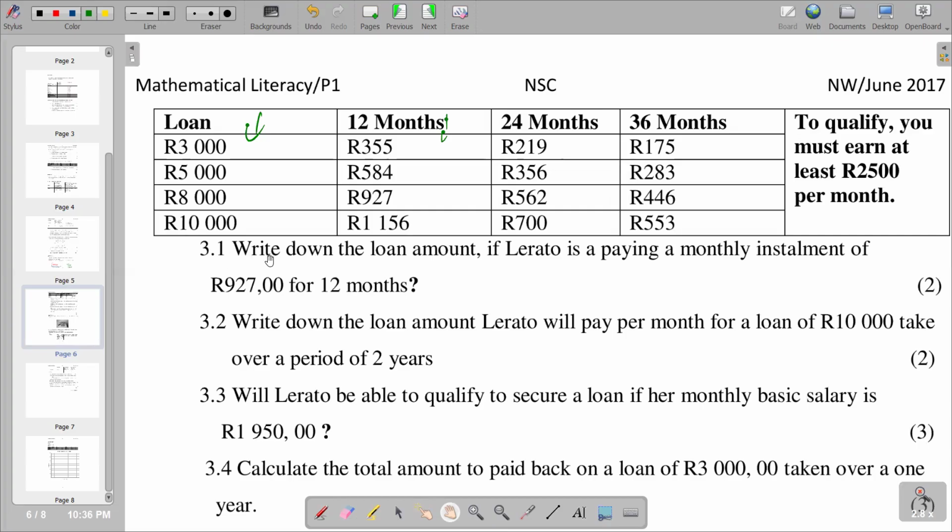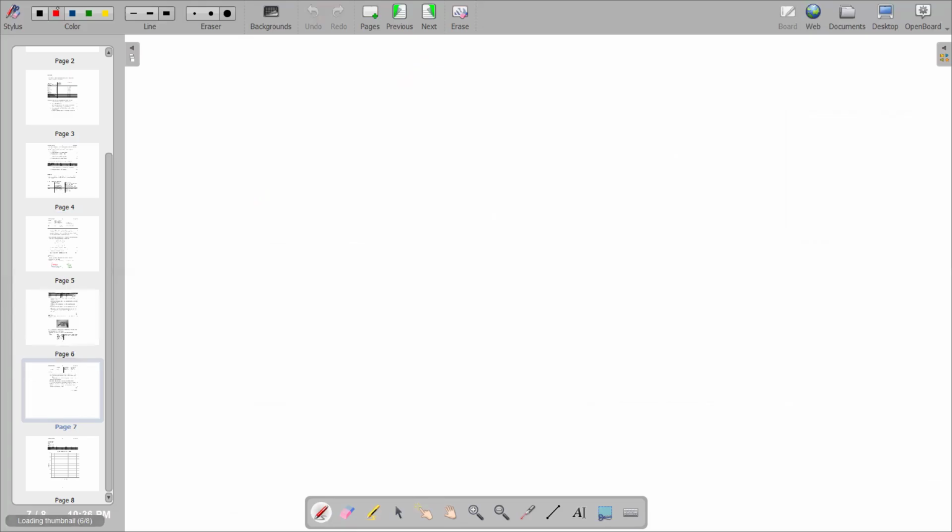So the first part of our question, write down the loan amount if the lender is paying a monthly installment of 927 rands for 12 months. So we see that 12 months is this column, and 927 rands, we are given it here, which is having a loan amount of 8,000 rands. So basically that's going to be our response on 3.1, whereby we are going to say our 3.1, we have 8,000 rands.